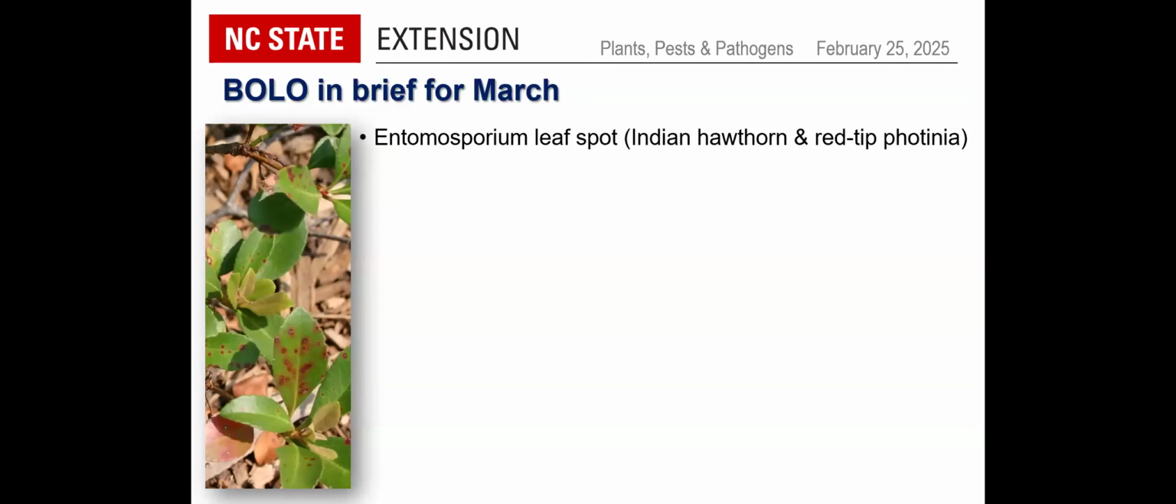As far as the BOLOs, be on the lookout on the plant disease side of the equation. There are some of the same ones that we would see this time of year, not a whole lot yet, but Entomosporium leaf spot on Indian hawthorn and red tip photinia, if there are any of those left around. Something we see because these plants are evergreen, so the bright red spot's pretty typical of it. Looking closer, you see the blister-like acervuli where the spores are formed.